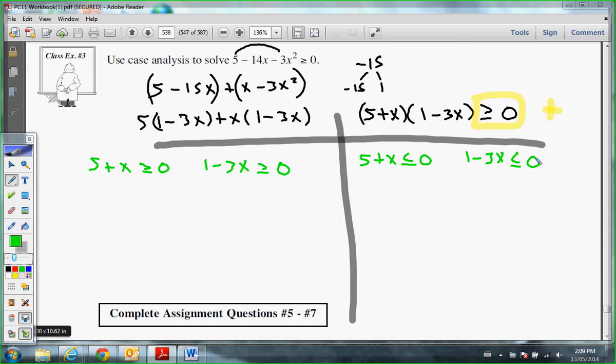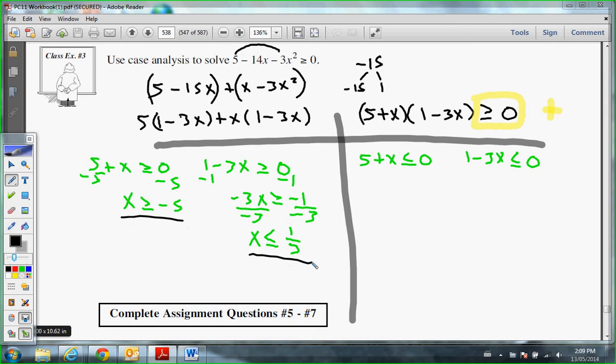Okay, so then I'm going to minus the 5, so I get x greater than or equal to negative 5. I'm going to minus the 1, divide by negative 3, and dividing by negative 3 should be a trigger for you. You have to flip the inequality, so x less than or equal to positive 1/3 because of negative over negative. So here's my 2 for that side. Okay, let's go on to the other side.